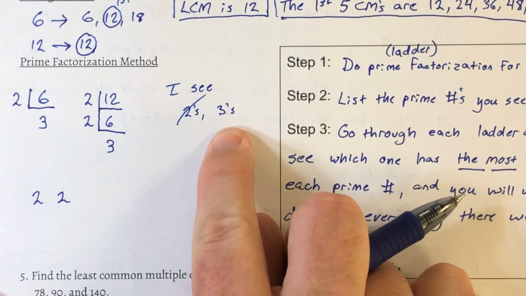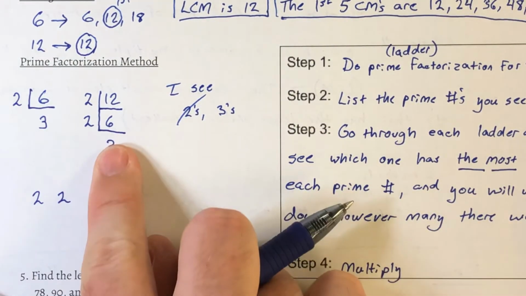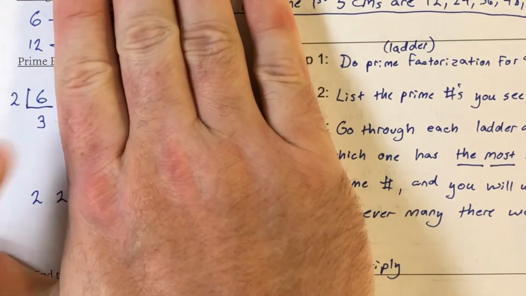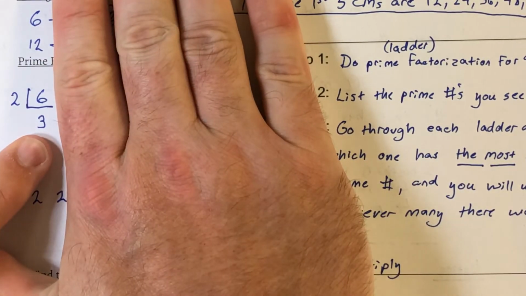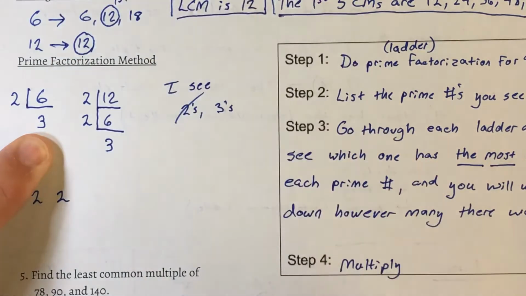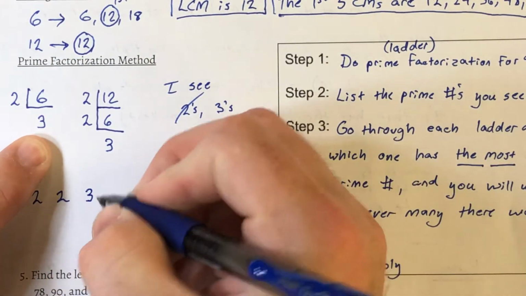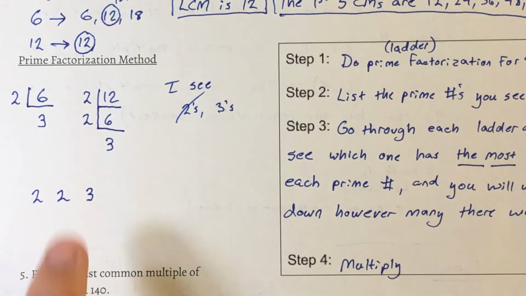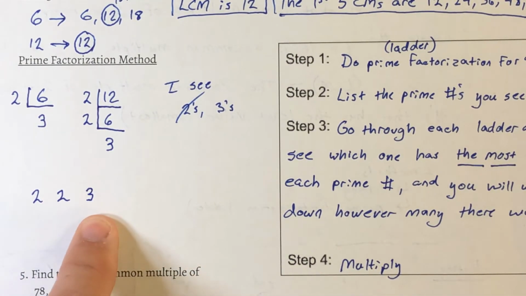Okay, now I saw 3's. Which one has the most 3's? Oh, it's a tie, so pick one. I choose you. How many does it have? It only has 1 3. So I'm going to write down 1 3. It doesn't matter which ladder you choose. It's a tie. They both have just 1 3.